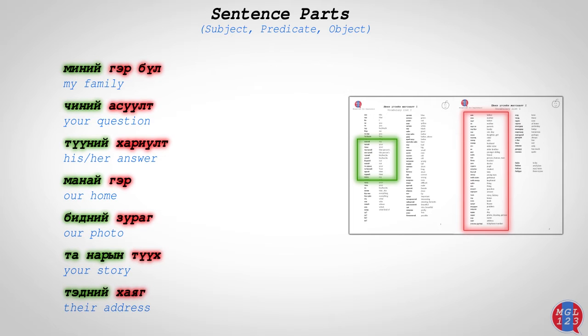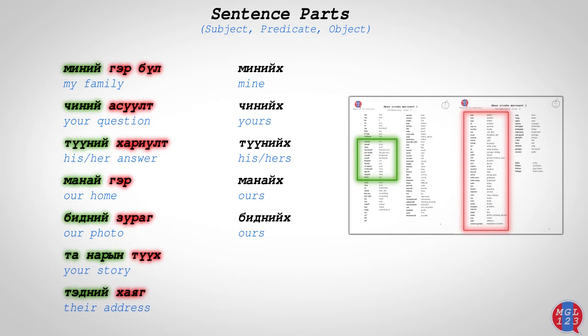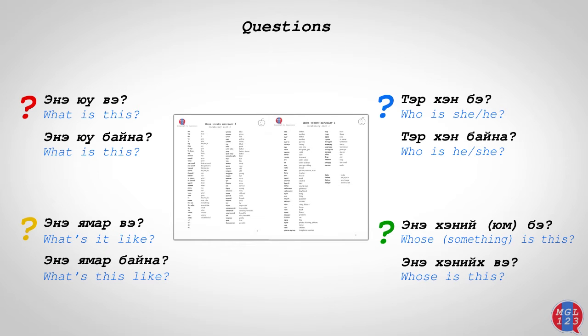Now these expressions can be substituted by possessive pronouns. For example, instead of миний ном, we can use минийх, чинийх, түүнийх, манайх, биднийх, та нарынх, тэднийх. Now let's have a look at what kind of sentences we can make with these words by answering these questions.